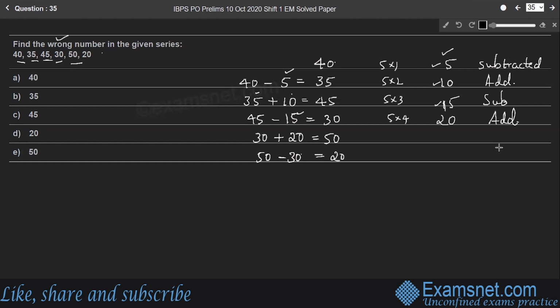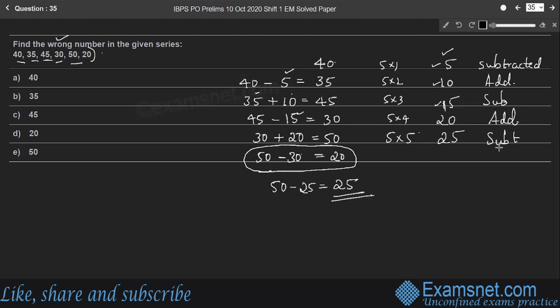Therefore, in the last case, a number should be subtracted. Alternatively added and subtracted, right? Therefore, in the last case, the number should be subtracted. So that number should be 5 into 5, which is 25, right? Therefore, 25 should be subtracted from the previous number 50. 50 minus 25, so you will get 25. Therefore, the last number should be 25, not 20. Here, the wrong number is 20. Option D.